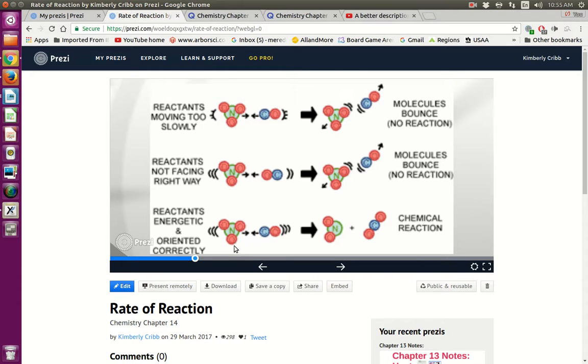And on the third one, they have enough energy. Notice the energy amount, these little squiggle lines show you how much energy they have. So they have enough energy, a good amount of energy. They're facing the correct direction, and so they collide and they form new molecules. Looks like nitrogen dioxide and carbon dioxide.